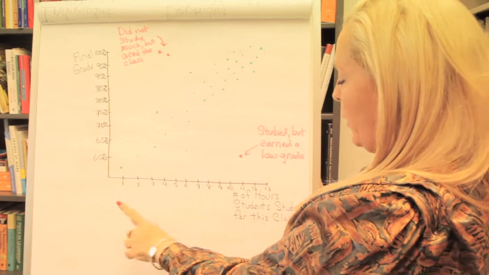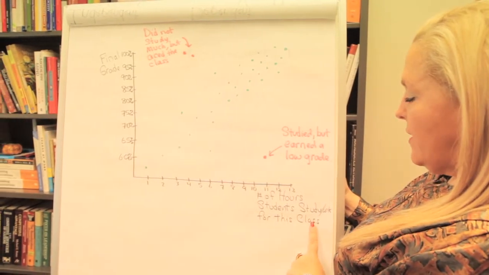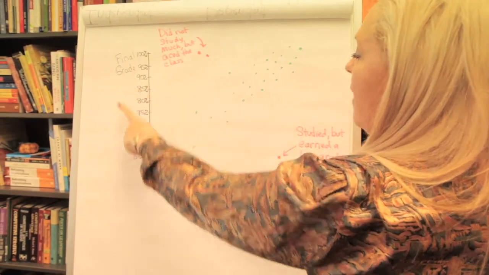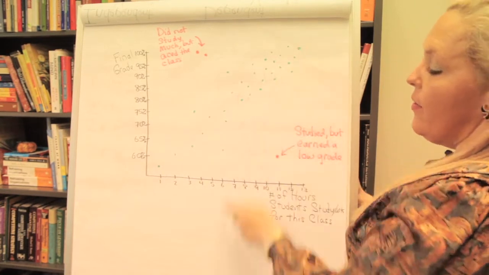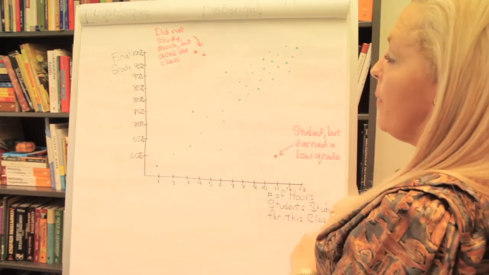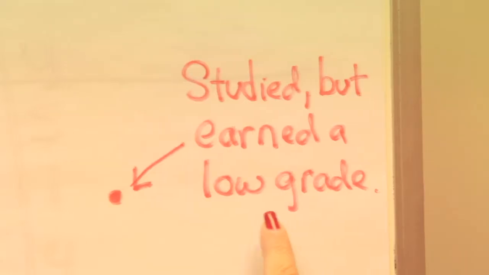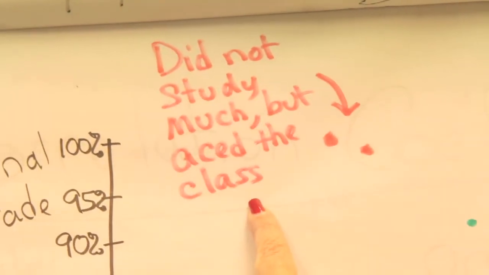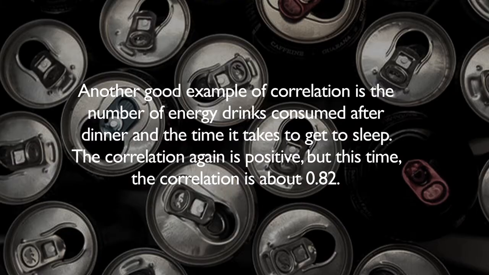Here's a relationship between the number of hours a student studies for this class and the final grade in the class. Notice here that the relationship is pretty strong, but there are always some people who studied a lot but earned a low grade, and those who don't study very much but ace the class. Those students are truly outliers. Another good example of correlation is the number of energy drinks consumed after dinner and the time it takes to get to sleep. The correlation again is positive, but this time the correlation is about 0.82.